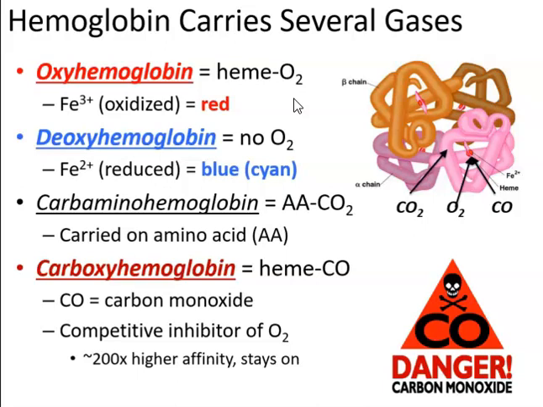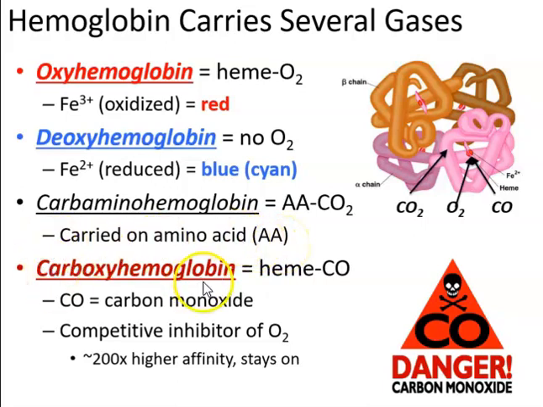So arteries have oxyhemoglobin, or a high oxygen content, whereas deoxyhemoglobin basically means that there is a reduced number or no oxygen bound to the iron, and this will cause that bluish or cyan color within the veins. And then carbaminohemoglobin, this is when the carbon dioxide is carried on an amino acid.